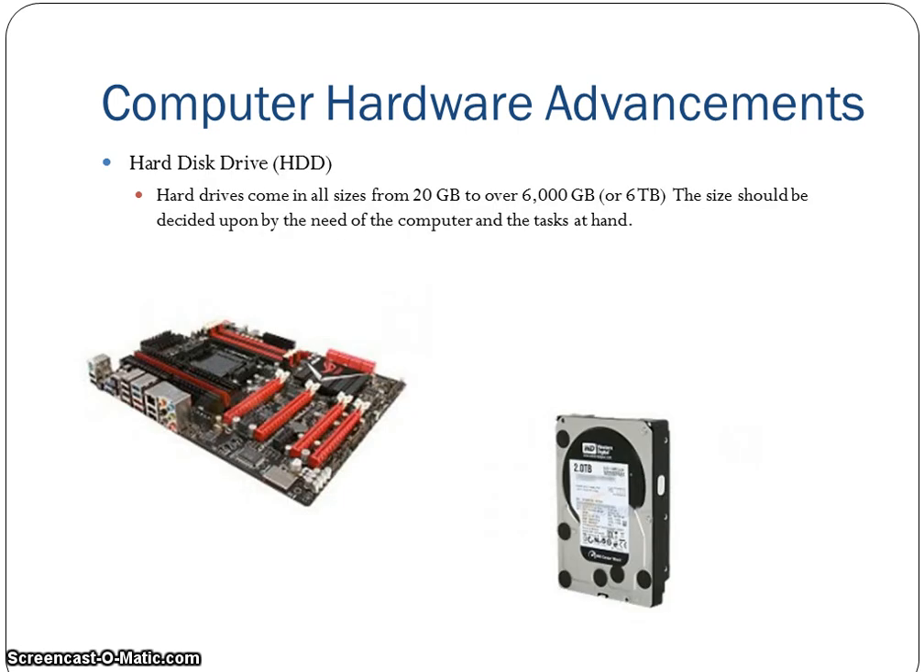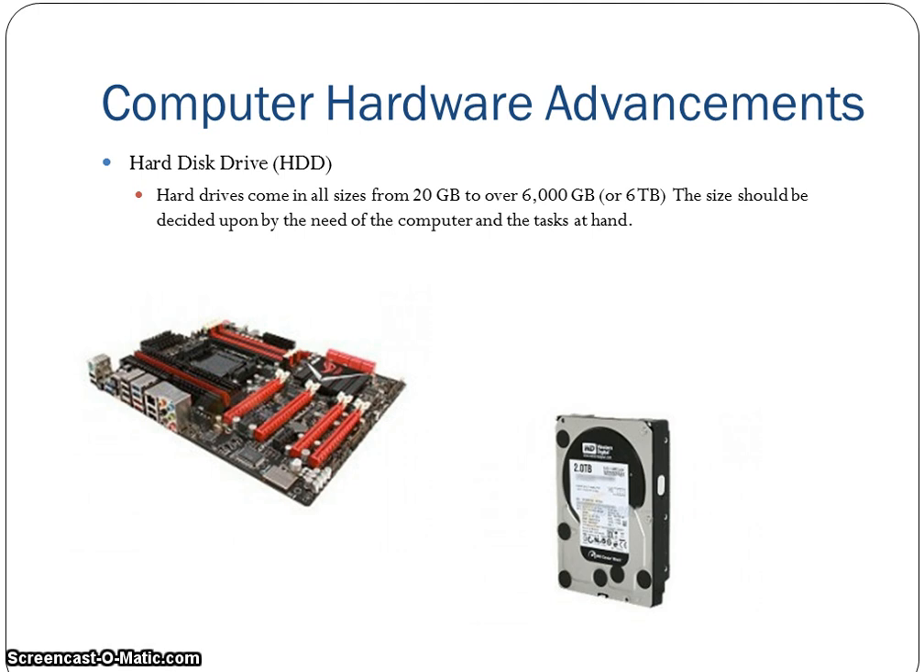And our last computer hardware advancement is the hard disk drive itself, also known as HDD. Hard drives come in all sizes, anywhere from nowadays 20 gigabytes to even 6,000 gigabytes, also known as 6 terabytes. There's 1,000 gigabytes in a terabyte. So this size should be decided upon the need of the computer and the task at hand. If you're downloading a lot of stuff and holding a lot of files on the computer, you might want more space. But if you're just using this for everyday computing, not downloading or saving much, then you might not want a huge hard drive.